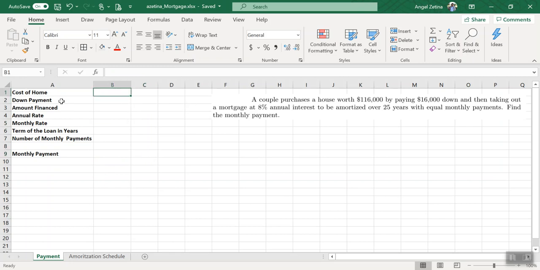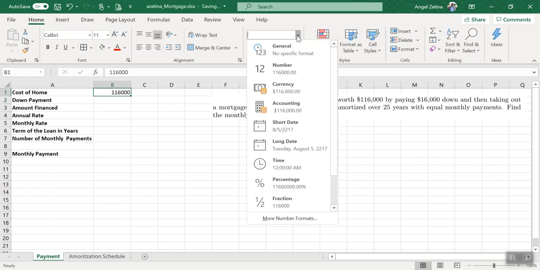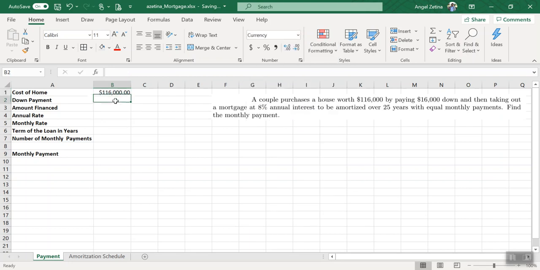First, let's identify the cost of the home, which will be $116,000. We need to format this as currency. Go to general, currency. The down payment, which is $16,000. Again, the same process.